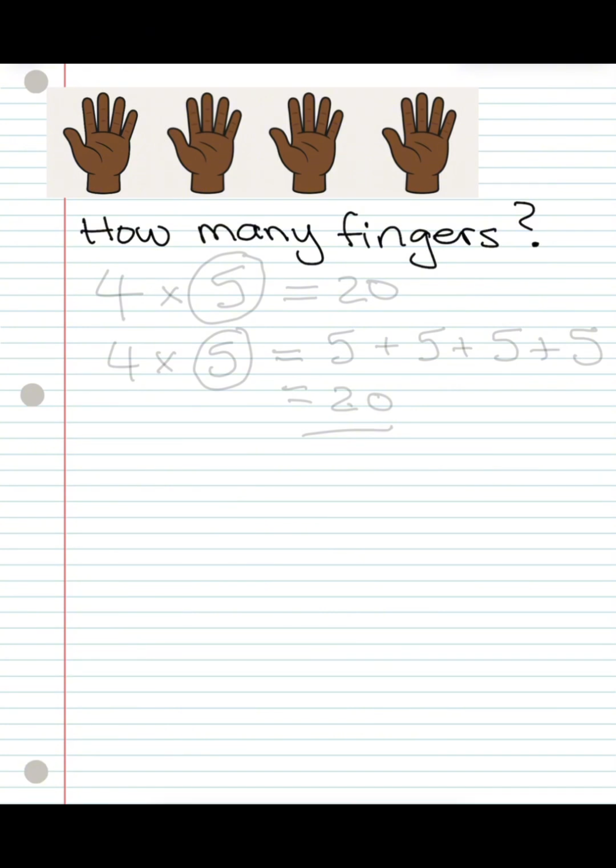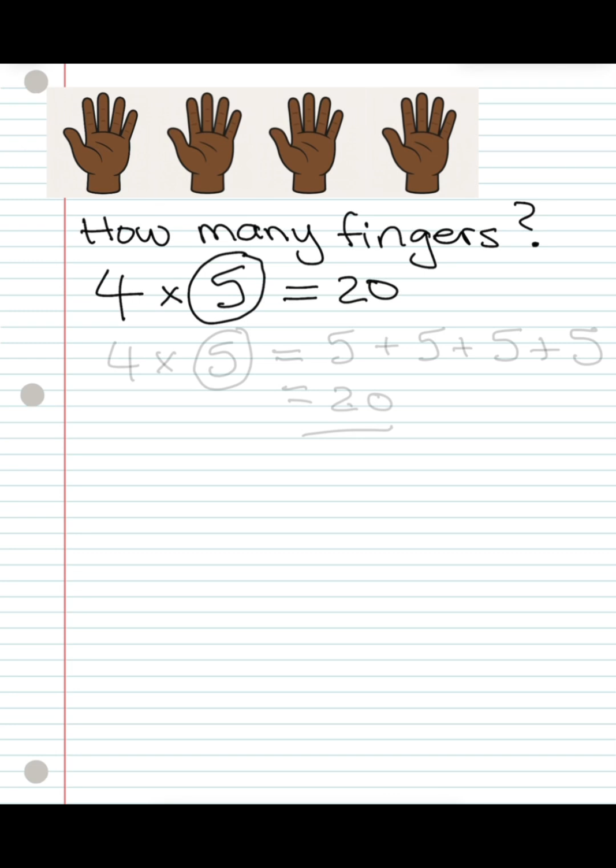So they want you to understand that this is a multiplication problem, and they want to see that you understand the concept of a group and the number of objects in a group, and that means you need to multiply. So you have 4 groups of 5, and that equals 20.